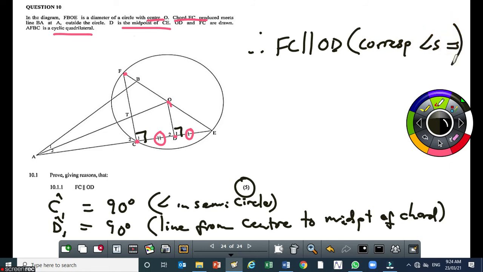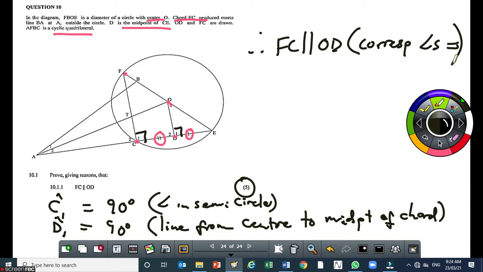So can you write C1, D1, and using something, C1 is equal to D1. No. Don't say they are supplemented. They are not. They are equal. If they are supplemented, they add up to 180. But how is that going to help you to prove that those two lines are parallel? It won't help you.